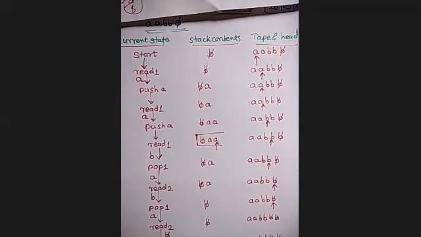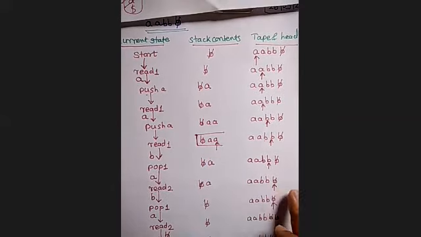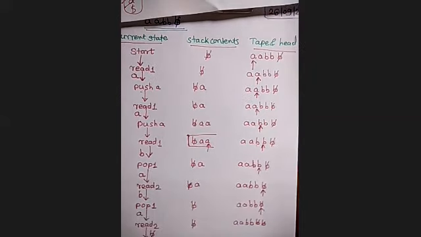Is the example clear? How to show the simulation? What is added here? Stack input. Each time you perform the read operation, you move the head ahead by one symbol. Okay, so we'll take one more example for the same.